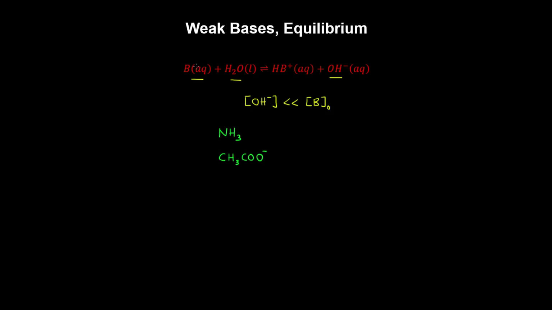So here we have the solution of a weak base which is in equilibrium with its conjugate acid, and the equilibrium constant or base dissociation constant is written in terms of the products and the equilibrium concentration of the base. And we can take the log of the equilibrium constant to obtain pKb.